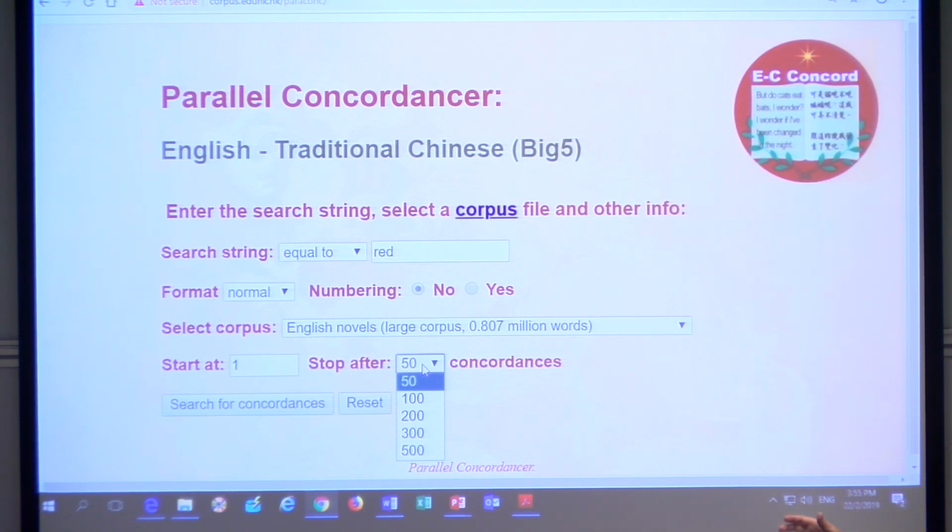So how many examples do you want, okay? You can start 50 or 500. And then you click search for concordances, and then the program will start running. Okay, this was written a long time ago, and it's not as fast as I wished, so it takes a while. So don't think, oh, it's not working. It is working.